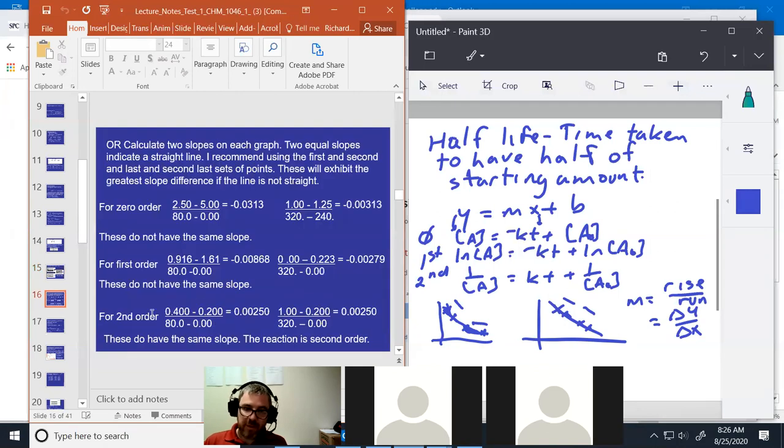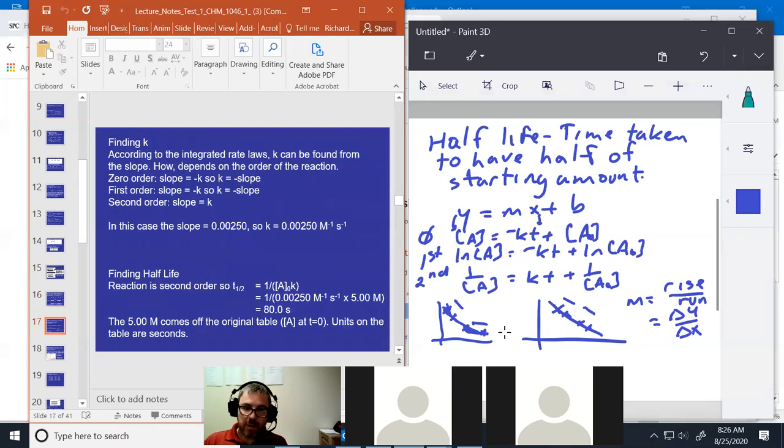So that makes this even more useful because now we actually have the slope. We found the slope here, which is 0.00250. That happens to be our k value. Slope is negative k, so k equals negative slope for 0 and first order. Then for second order, slope is simply k. So in this case, the slope is 0.00250, which means that k is 0.00250, and the unit here is molar to the negative 1, seconds to the negative 1.